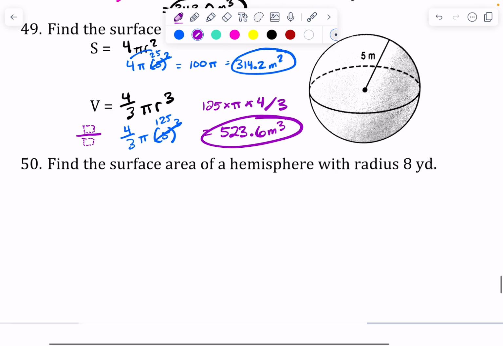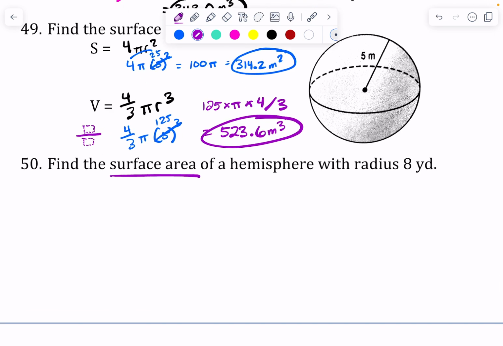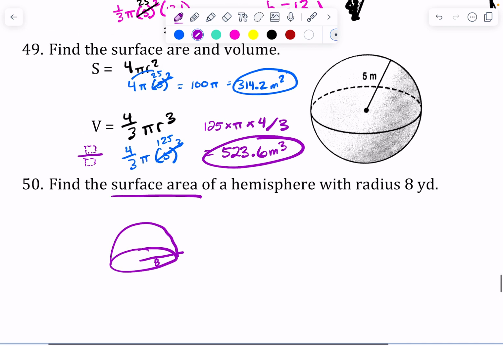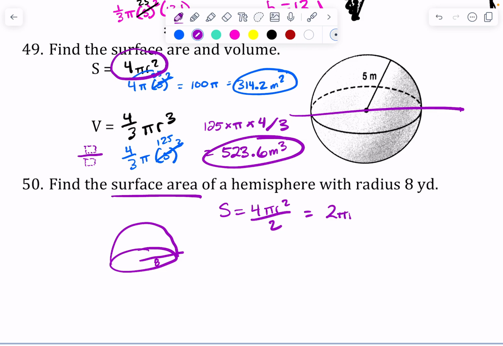Okay? All right, last one. Surface area of a hemisphere. A hemisphere is like half a sphere, right? So it looks like this, and the radius is 8. Now, I put this on here for a reason. Surface area of a normal, whole sphere is 4 pi r squared. But if I'm doing a hemisphere, I'm cutting it in half, right? So if I divide that by 2, I get 2 pi r squared. That would be the surface area of the half sphere.